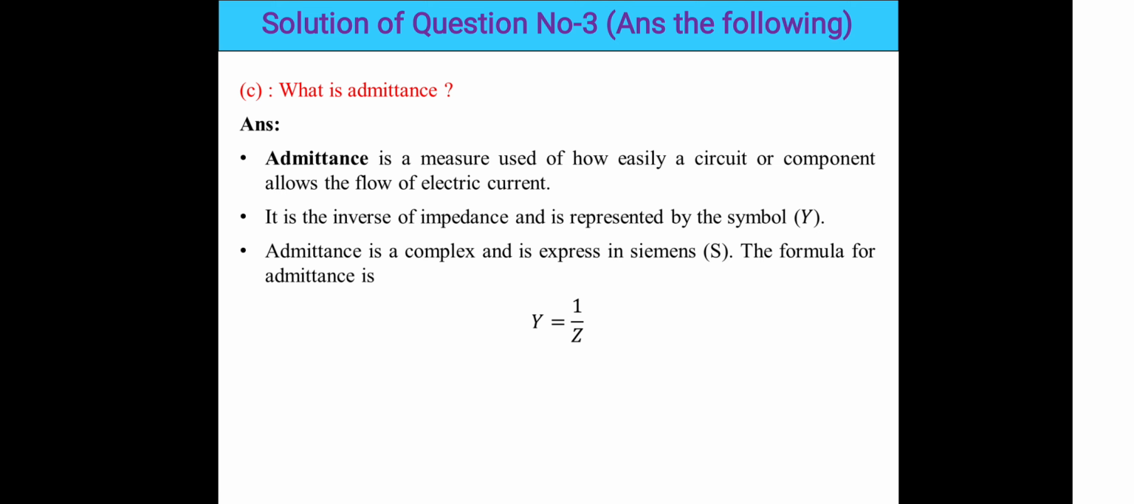Remember the formula for admittance. Here we have said that admittance is the inverse of impedance. So Y equals 1 by Z, where Y is the admittance and Z is the impedance of the circuit. So this is the definition of admittance, and the unit of admittance is Siemens. It is represented by capital S.